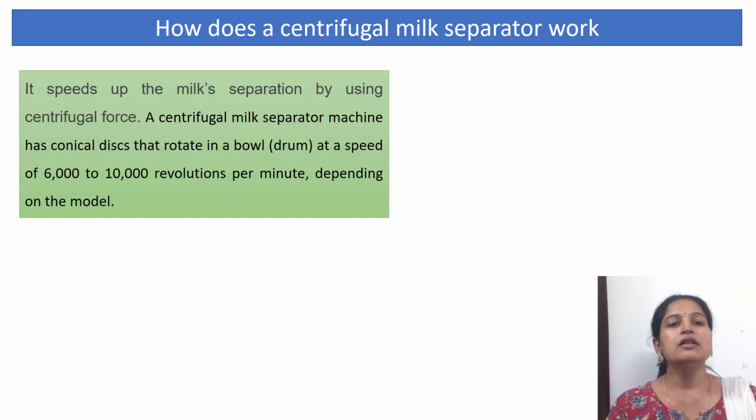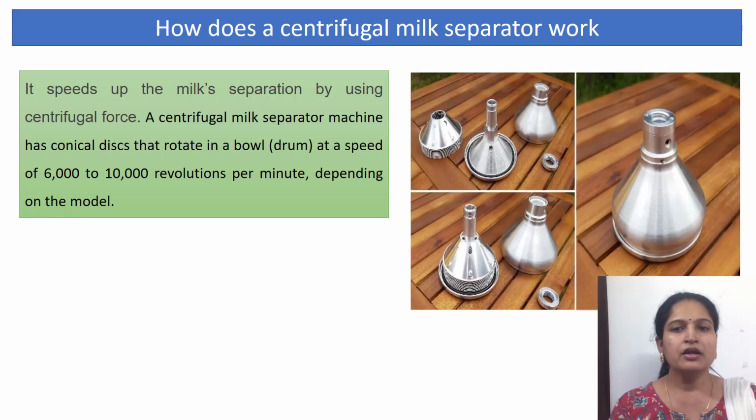A centrifugal milk separator machine has conical discs that rotate in a bowl or drum at a speed of around 6000 to 10,000 rpm, depending on the model of the milk separator. Now this is the figure which shows the discs being used in the milk separator, which separates the cream from the skim milk.